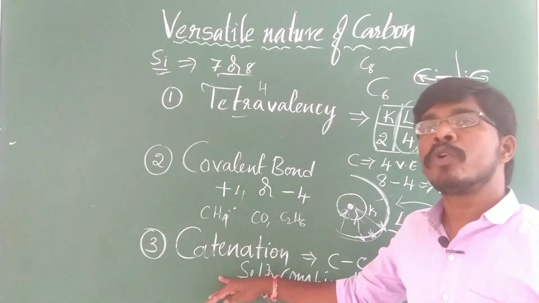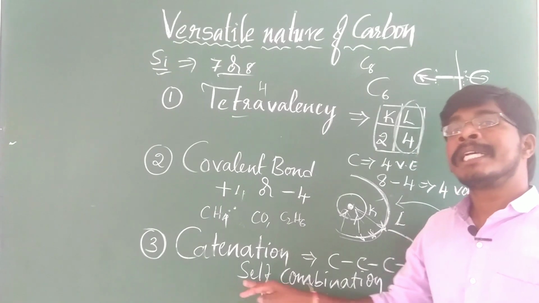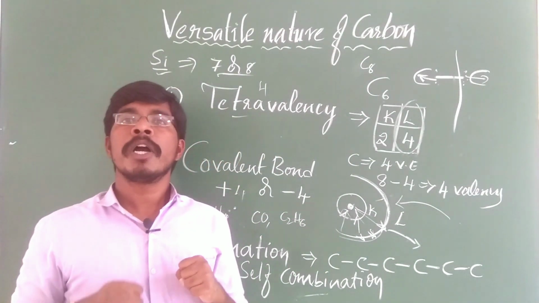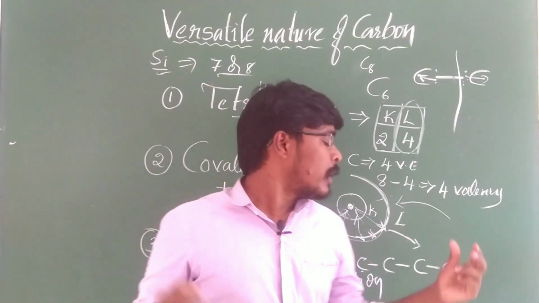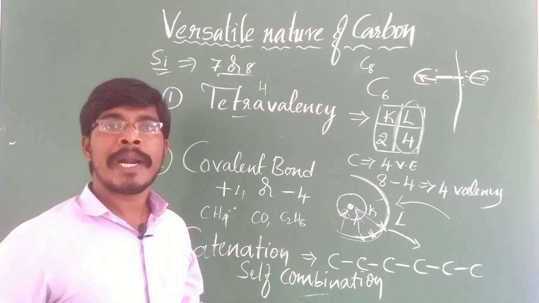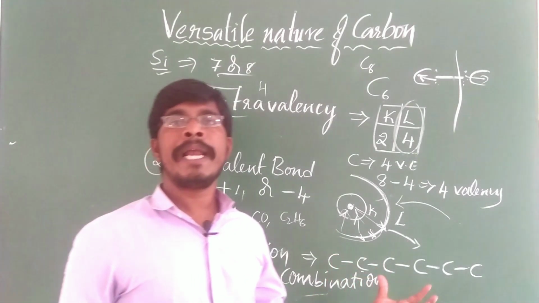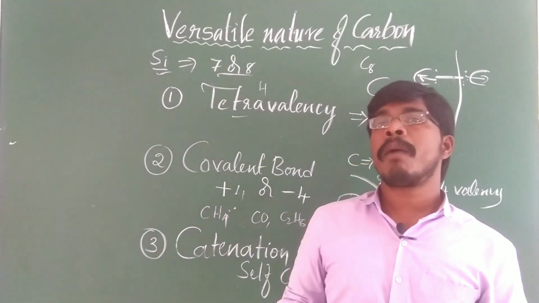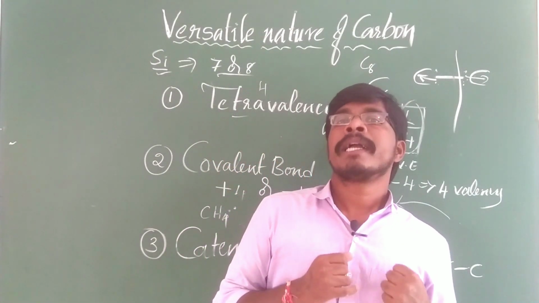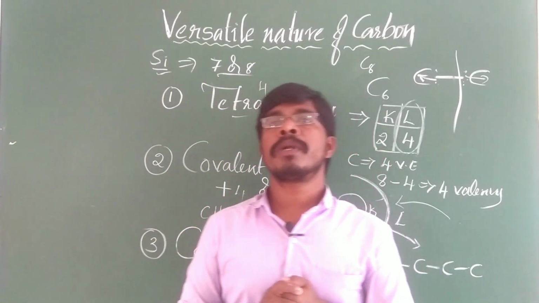And the third one, the most beautiful, unique nature of carbon, is called catenation. Catenation means self-combination of carbon atoms to form a long chain. That property is called catenation. And when catenation is taking place, what happens? There will be sharing of electrons. By sharing, they form a strong covalent bond. So due to that, we can say carbon compounds are the most stable compounds when you compare with any other compounds which are prepared by ionic bonds or coordinate covalent bonds. So this is about the versatile nature.